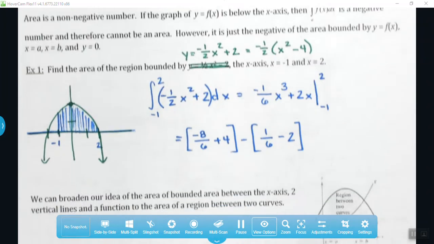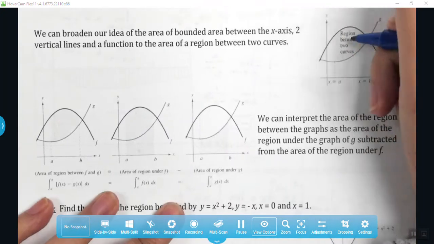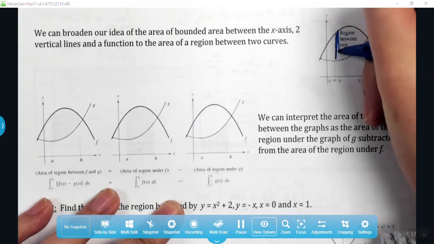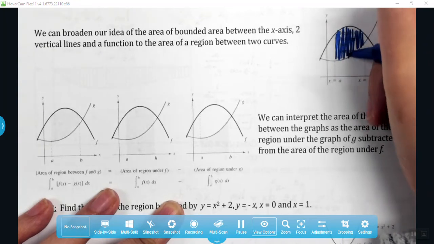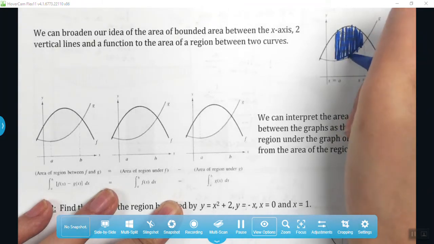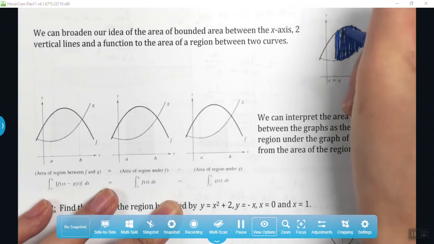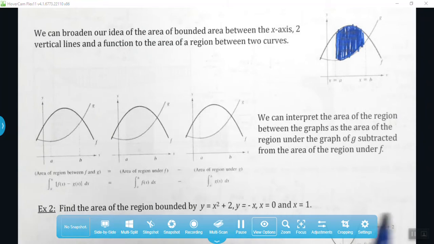Okay. Now, we want to find the area between two curves. So like this section. Could you tell me why we would need to know this? Just curious. Like what's the word? Real world application. Real world application. There we go.